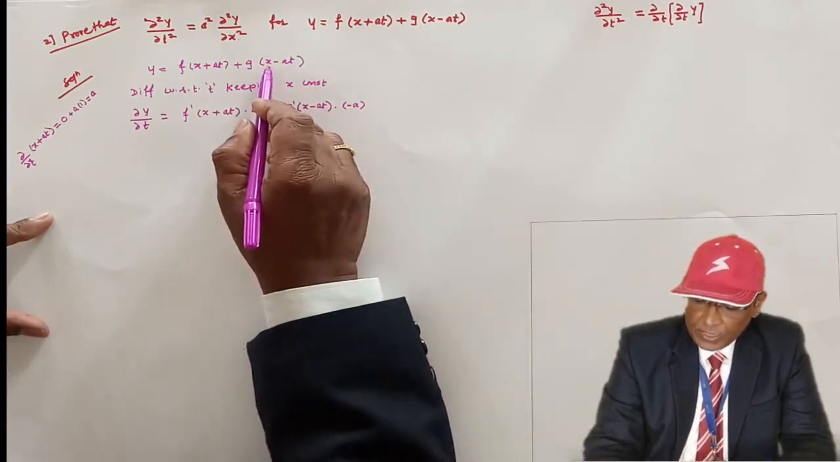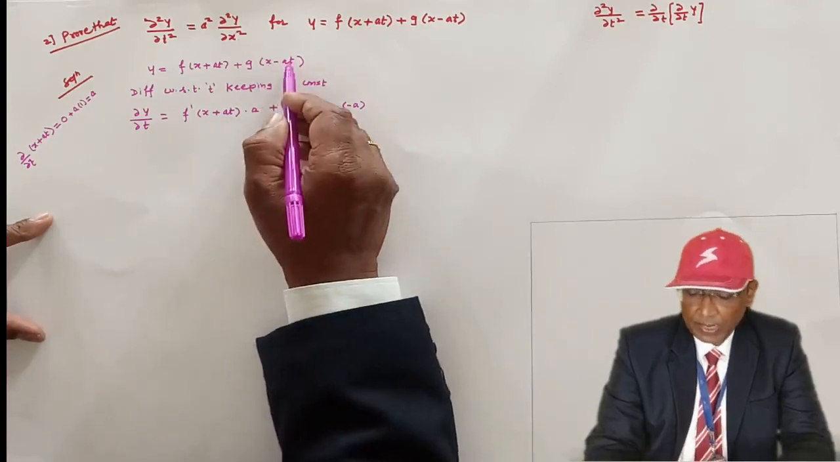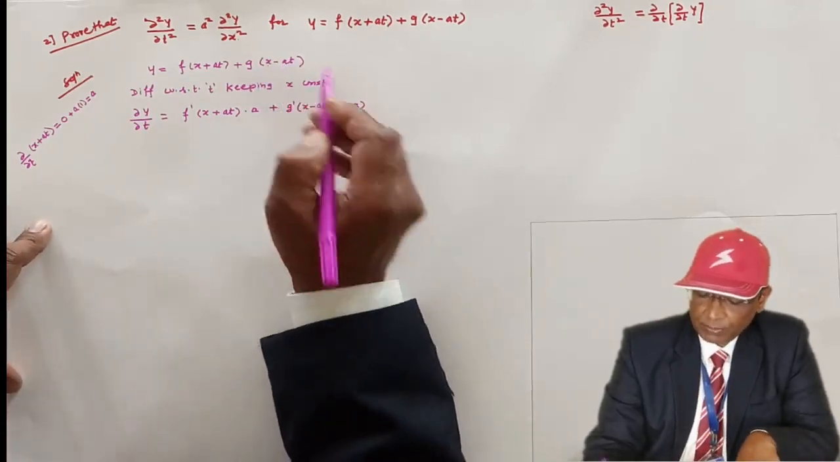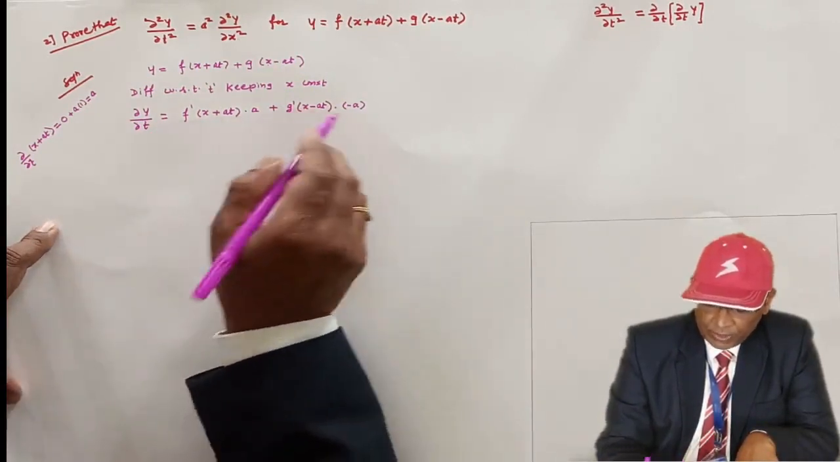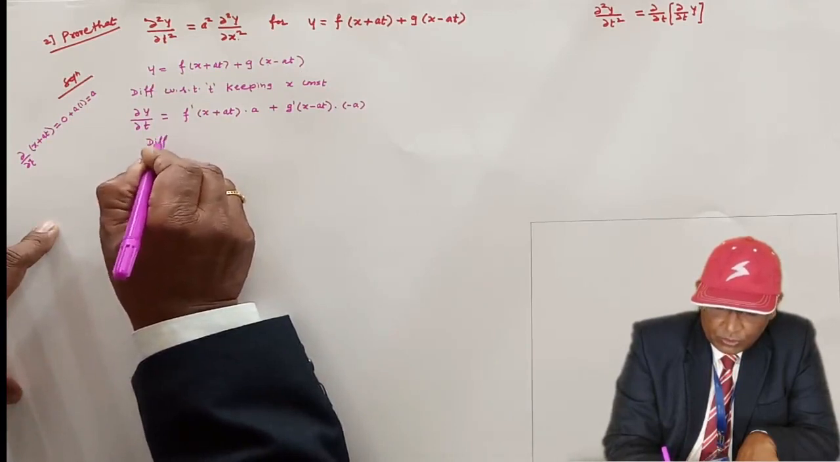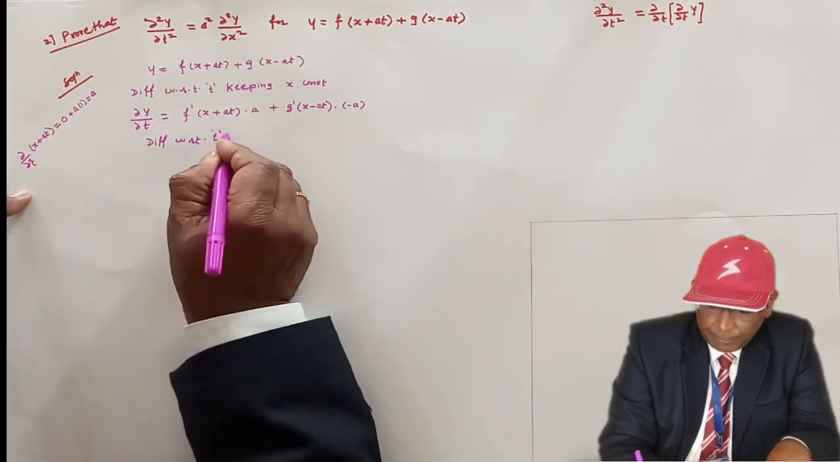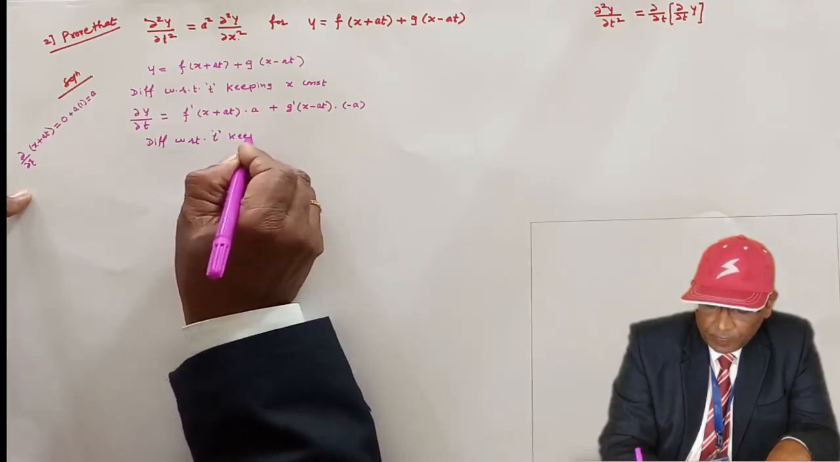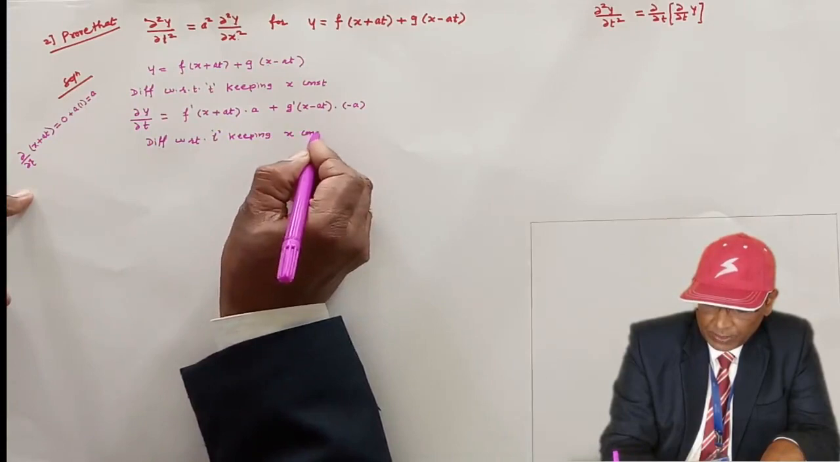Derivative of x minus at with respect to t is minus a, because derivative of x is 0, a is a multiplicative constant, derivative of t is 1, and the minus sign stays as it is. So this way. Now again differentiate with respect to t, keeping x constant, because we want the double derivative.